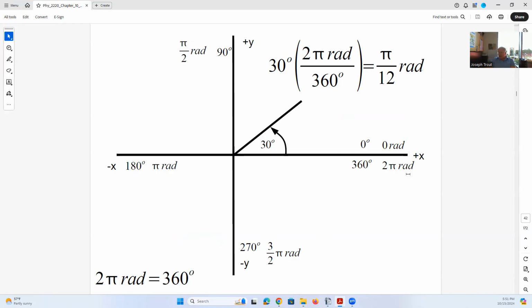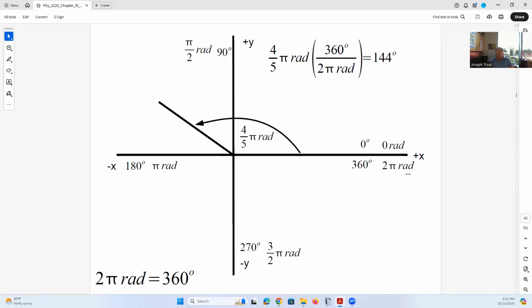So for instance, if we have 30 degrees and we want to convert it to radians, we'll multiply it by 2 pi radians and divide by 360, and we get pi over 6 radians. If we want to convert radians back into degrees, we have 4/5 pi radians, and we'll multiply it by 360 and divide by 2 pi, and we end up with 144 degrees.